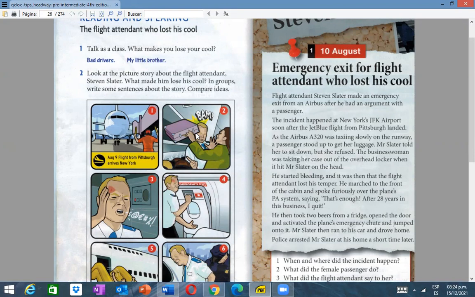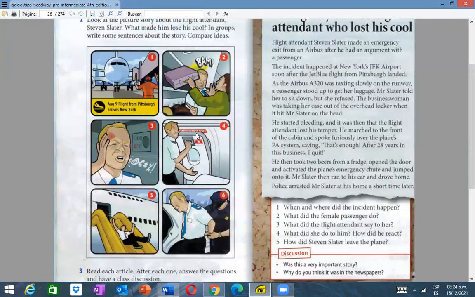The first picture. What do you think is happening? Is arrival of the plane from Pittsburgh to New York. Yeah, okay, yes. Here we have also the information, right? This is the flight from Pittsburgh, arrived to New York, yeah. Okay, what about the next picture, please, everybody? Picture number 2, what's happening? Come on, look, what can you say?